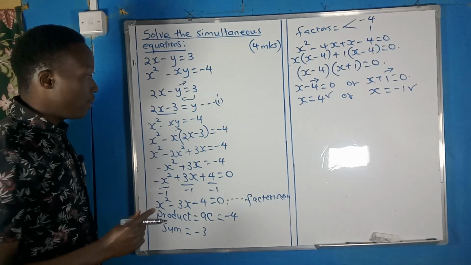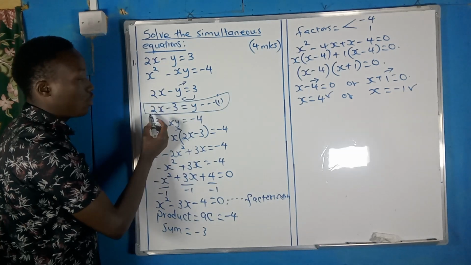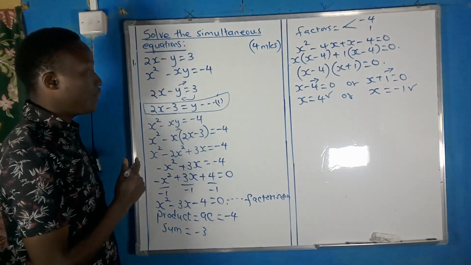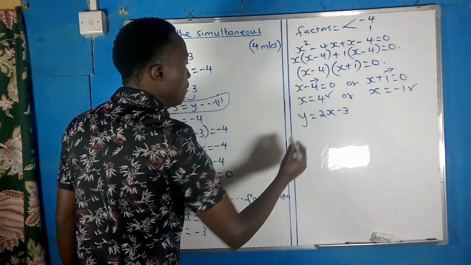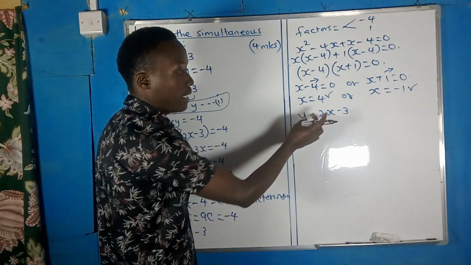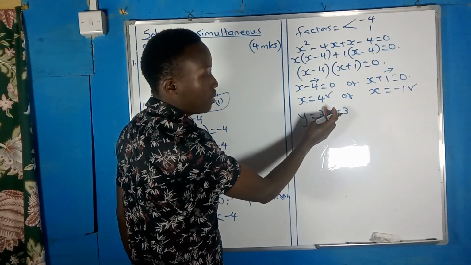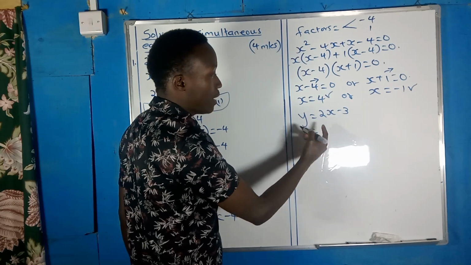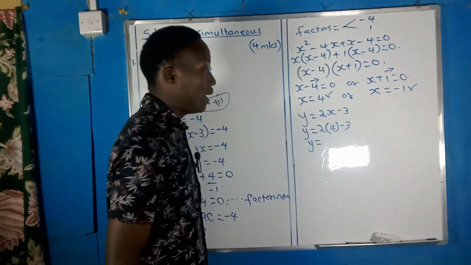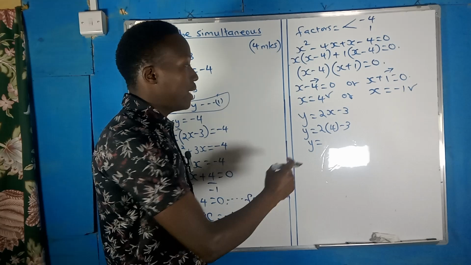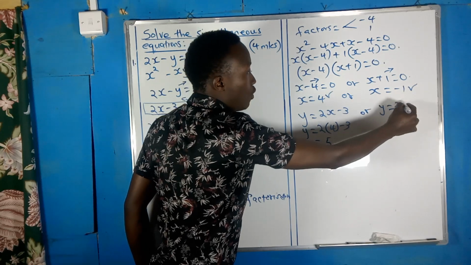Remember when we started this question, we made y the subject of the formula in our first equation and came up with an equation which we called equation 1. So we will take this equation, y is equal to 2x minus 3, and substitute the values of x to determine the value of y. Therefore, having x as 4, we substitute x with 4 here, and we will have y is equal to 2 into brackets 4 minus 3, and we get 2 times 4 is equal to 8, 8 minus 3 is equal to 5.